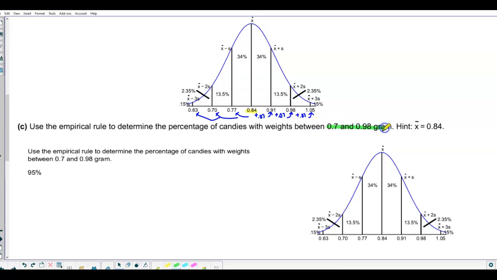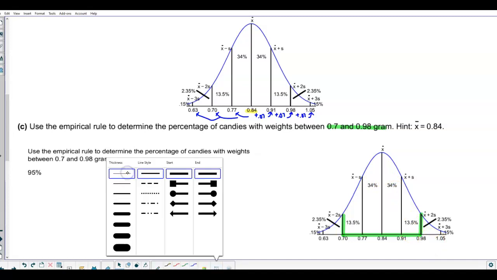So here we have 0.7. We're starting at 0.7, and then we're going all the way to 0.98. So that means everything in between this. So we have 13.5, 34, 34, and 13.5. Well, let's go ahead and add those percentages up.